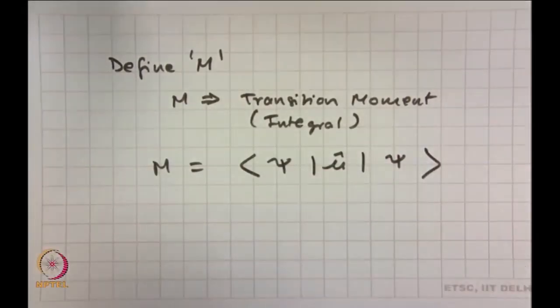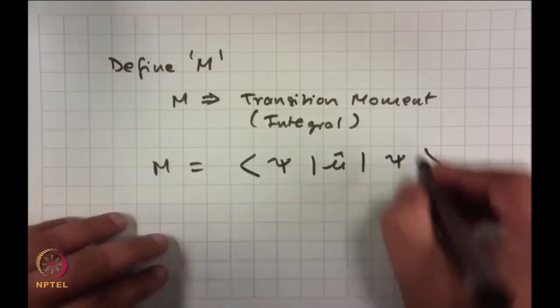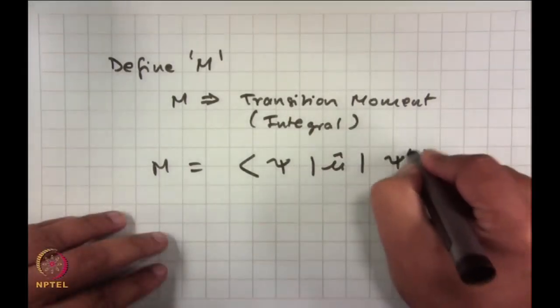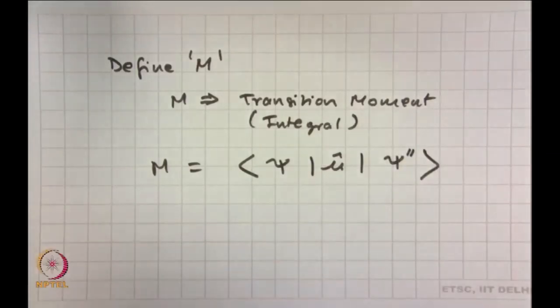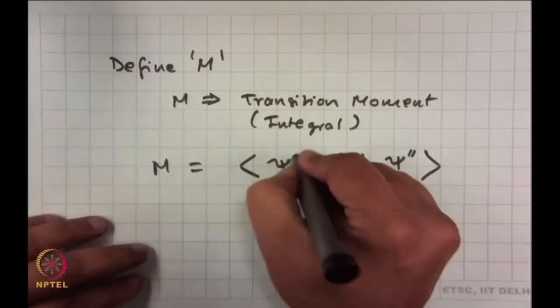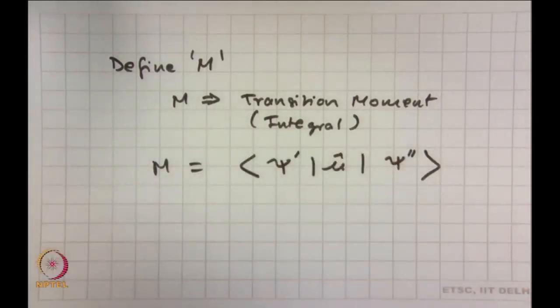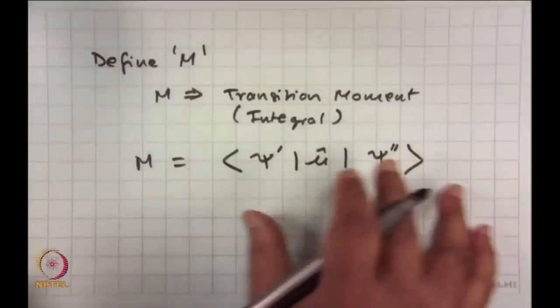Mu is the operator which brings about this change. After doing the operation, you have this change from the ground state to the excited state. What are these two psi's? One psi, say it is double prime, belongs to the ground state, and after you take the operator and operate on the ground state, where do you go? You go to the excited state, and that psi is referred to as psi prime. So, this you can see is an integral in Dirac notation.